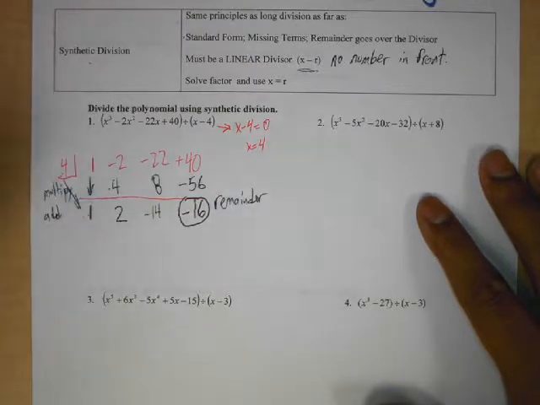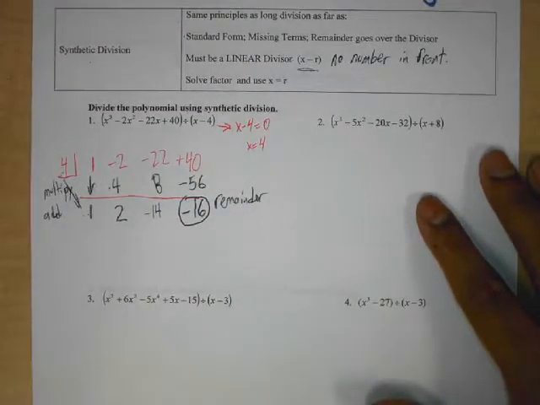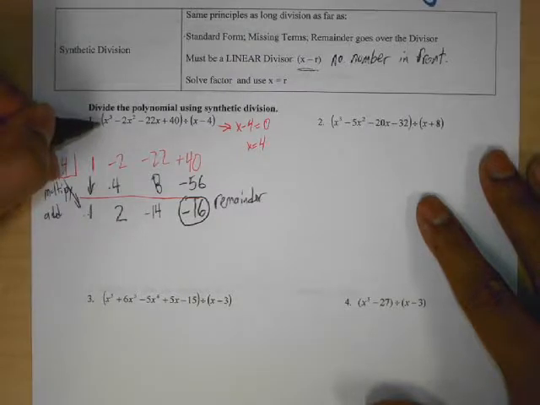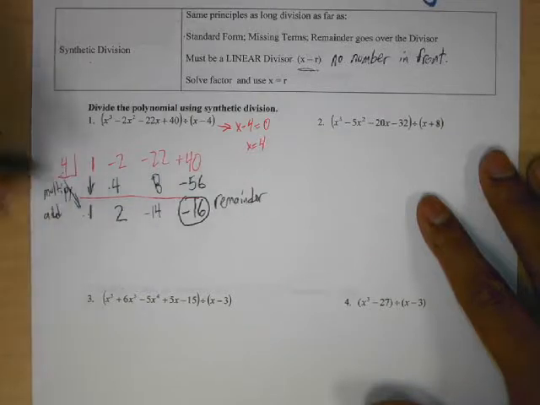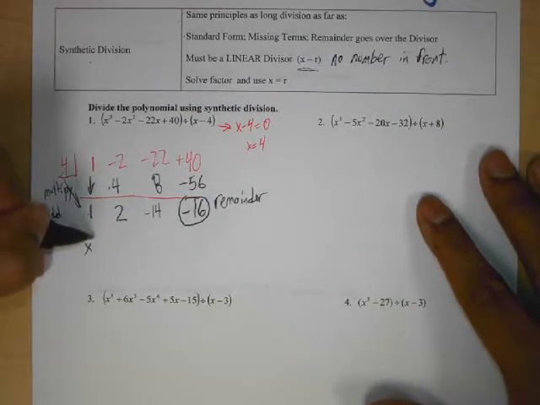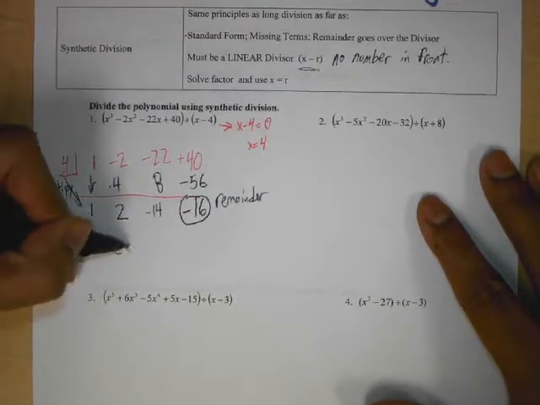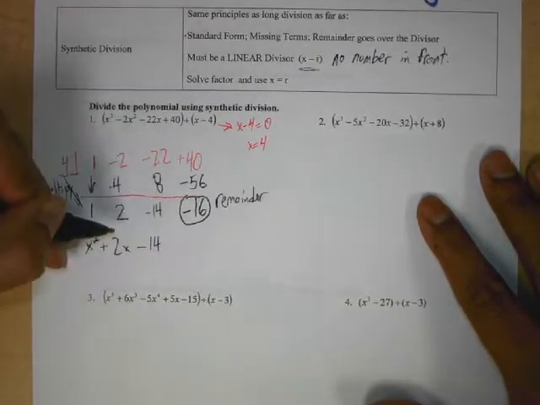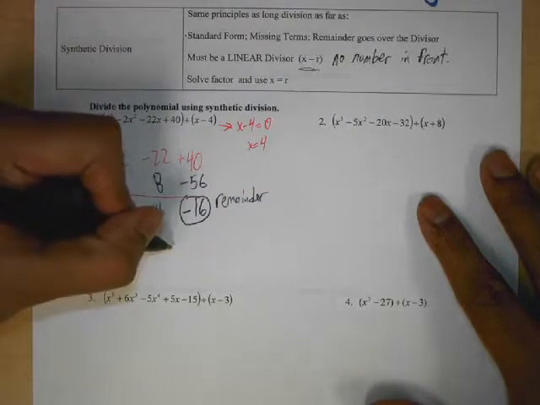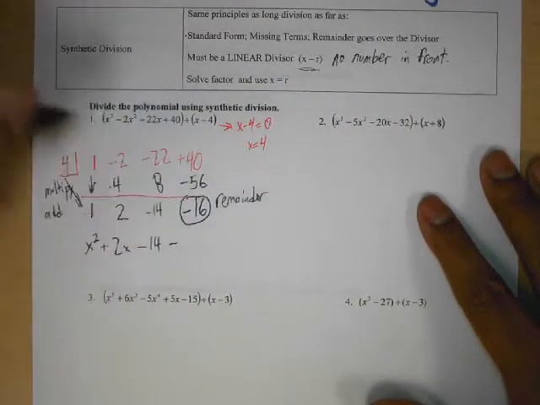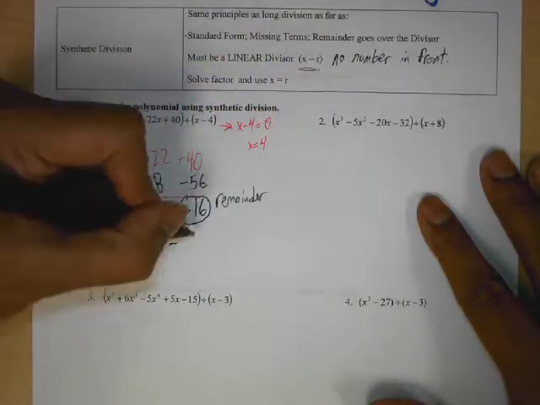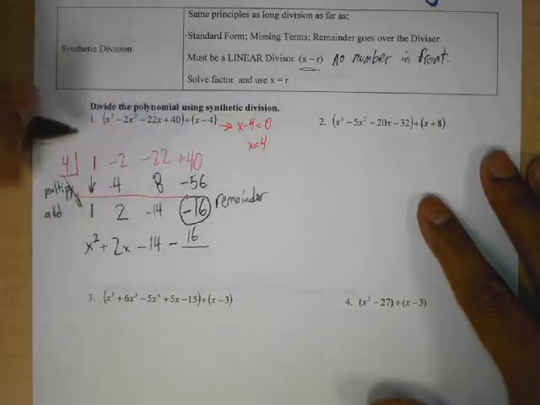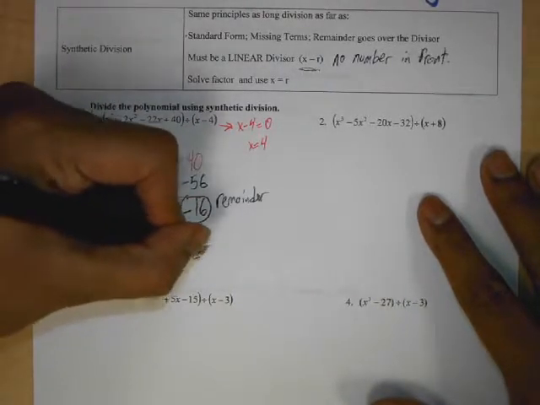So what is my actual answer here? I started with x cubed, so now my terms have 1 degree less, because remember when we divide, things get smaller. So now this is x squared plus 2x minus 14, and my remainder was minus 16. Remember, your remainder is going to have that divisor at the bottom. So minus 16 over my divisor, x minus 4.